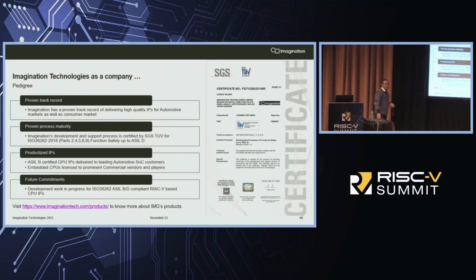Earlier this year, our quality team and safety team were successful in laying out all the development processes to get the certification. So here is a proof of the certificate. We also have ASIL-B certified GPU IPs already delivered to automotive SoC customers. At Imagination, we have experts who know the safety process pretty well, and not only the process, but also what safety mechanisms are needed in hardware, what needs to be developed and how. That expertise is already available in-house.